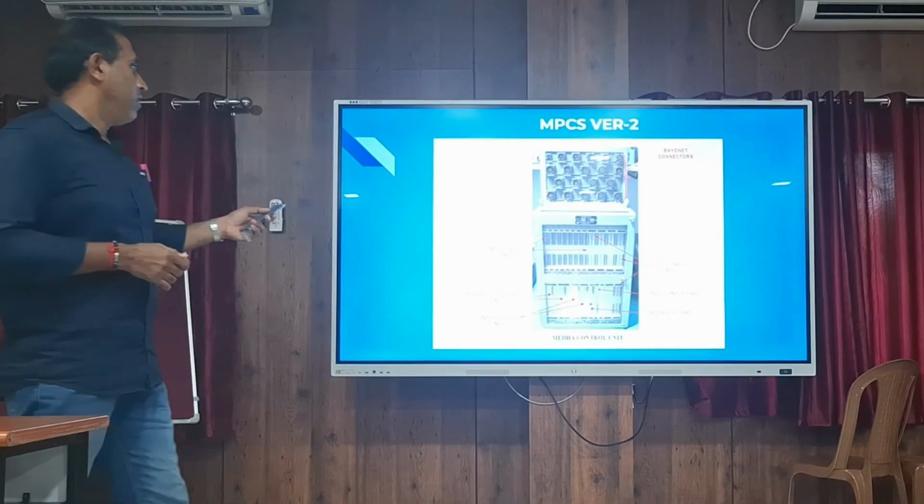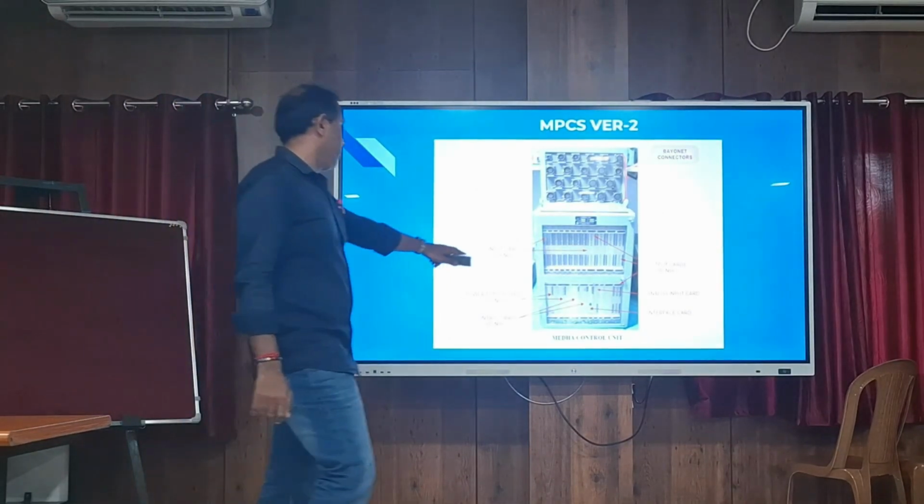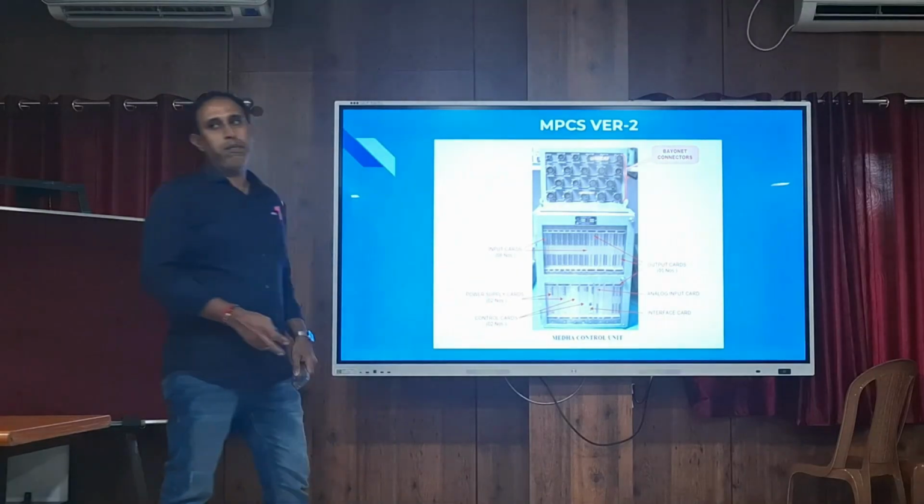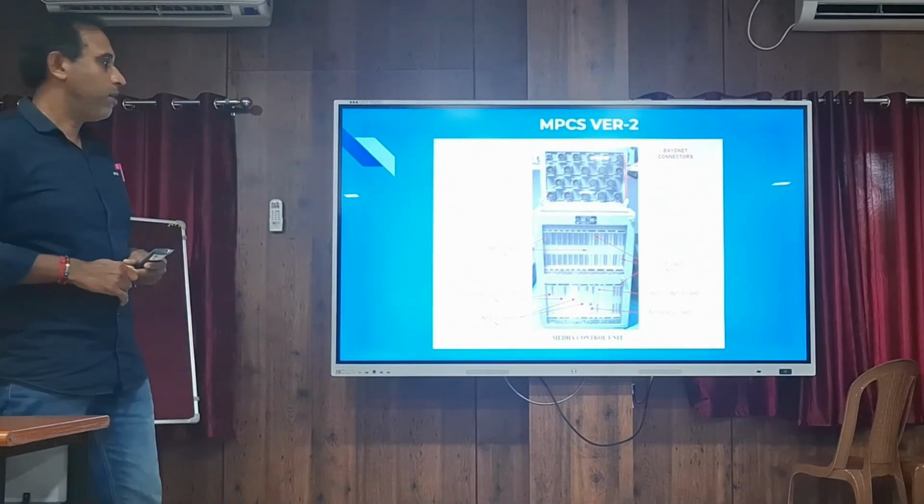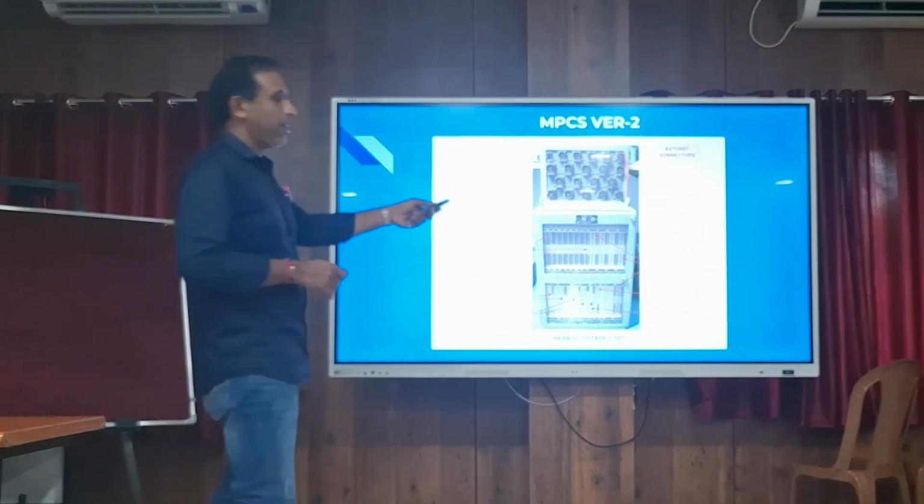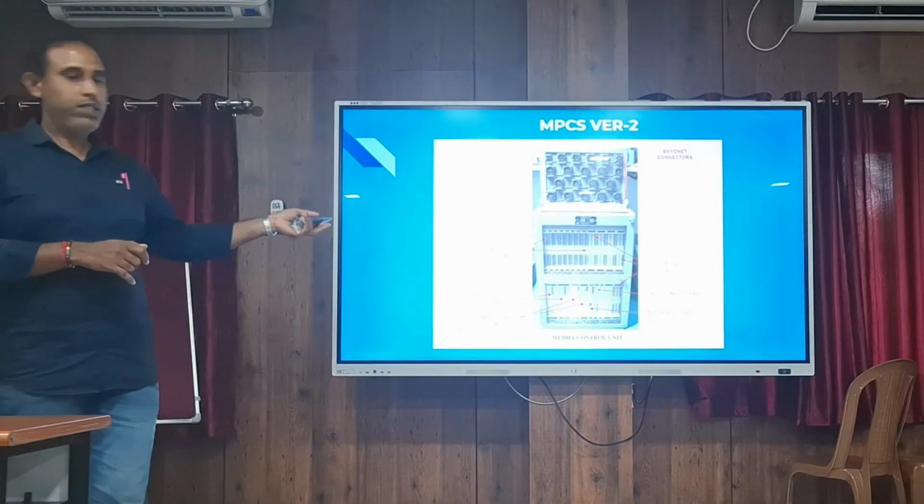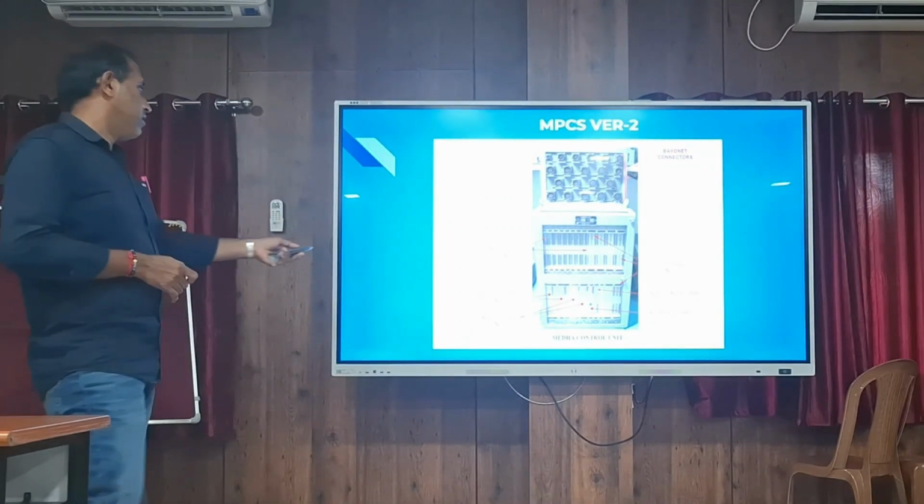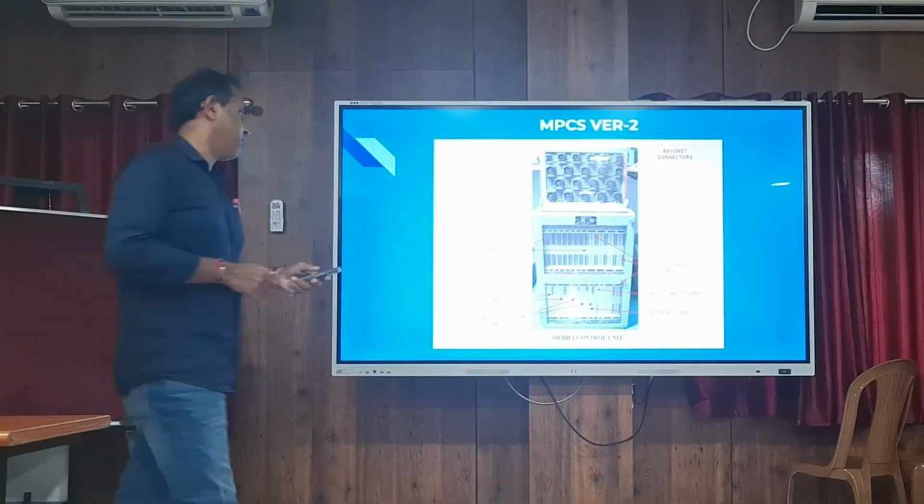Version 2 means the number of inputs will be limited to 8 cards. Each card will have 16 inputs, and 5 output cards. That is the same for both version 2 and version 3. And these are for the power supply card, analog card, interface card. That is for system working.